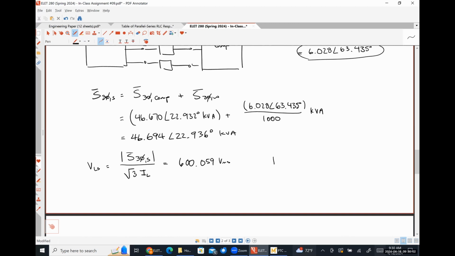How are we going to get our power factor? Cosine of 22.936, which I got to be 0.921. Is that leading or lagging? Lagging because the angle is positive.